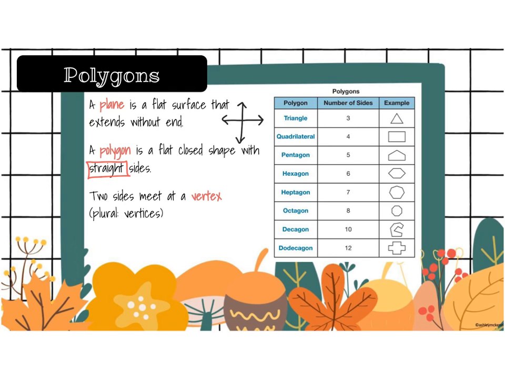Two sides will meet to form a vertex. When I am talking about more than one vertex, then I would be saying vertices. So this word right here is the plural of vertex. So a polygon, again, is a flat closed shape with straight sides. Can a circle be a polygon? Does it have straight sides? No, so it cannot. And then a vertex is when two sides meet to form a corner. So when we talk about a vertex, we're talking about a corner. If I'm talking about more than one, then it's vertices.